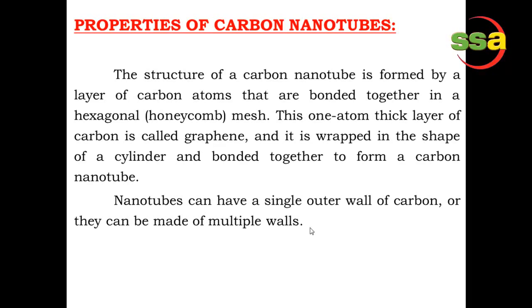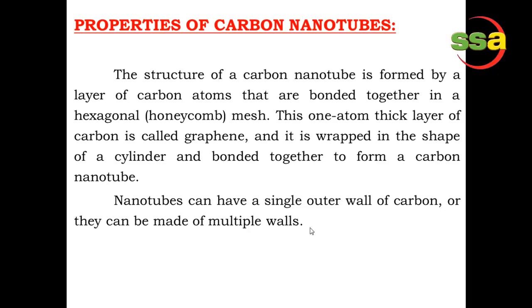Now see, in detail, the carbon nanotubes possess these kinds of properties. The structure of a carbon nanotube is formed by a layer of carbon atoms that are bonded together in a hexagonal mesh. As we said, carbon nanotubes are basically formed by rolling thin sheets of graphite. The structure of graphite is a hexagonal carbon atom structure, the basic allotropic form of carbon. So carbon nanotubes, which are made by rolling graphite sheets, also have hexagonal structures. This is the basic point that one has to remember.